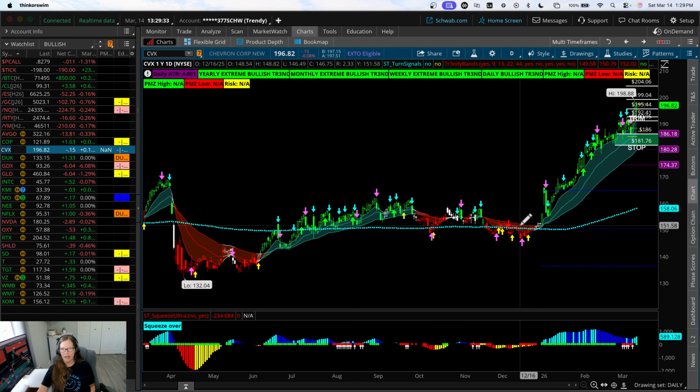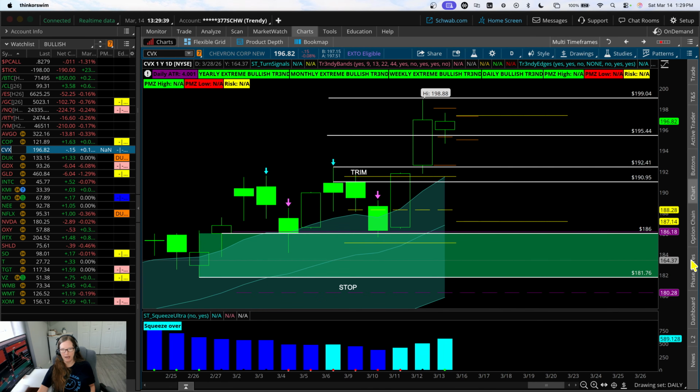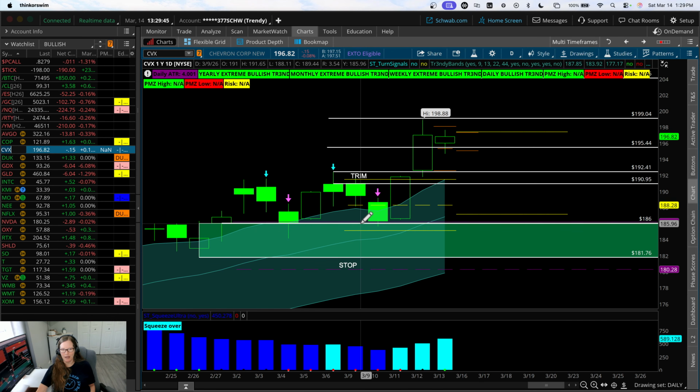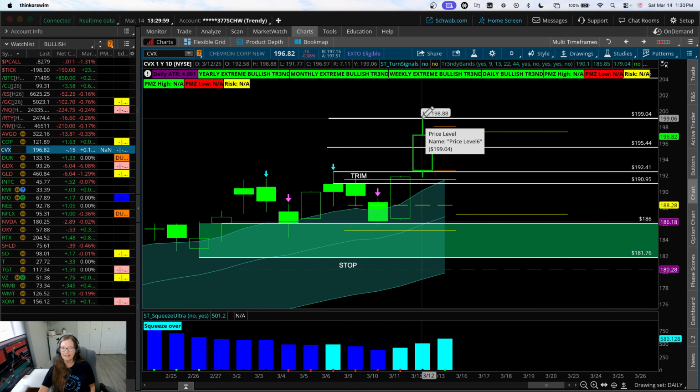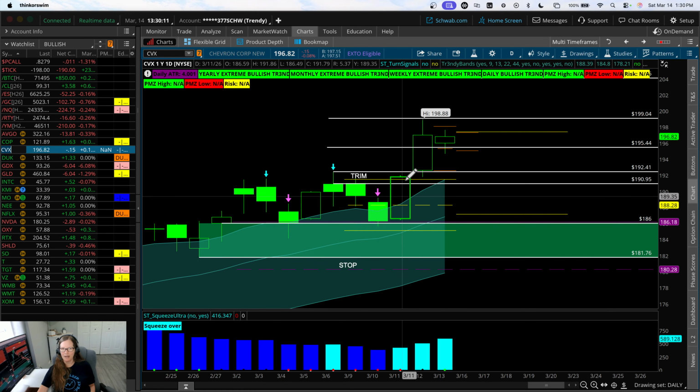Another oil name would be Chevron, CVX. This name set up beautifully. Last Saturday, I gave you this name and said the buy the dip was at 186 to 181.76. Look at how price pulled back into this zone on March the 10th, and look at the move out right to that 199 target. That's a beautiful example of how knowing where demand is at and knowing where you want to be a buyer can pay off, and pay off nicely.